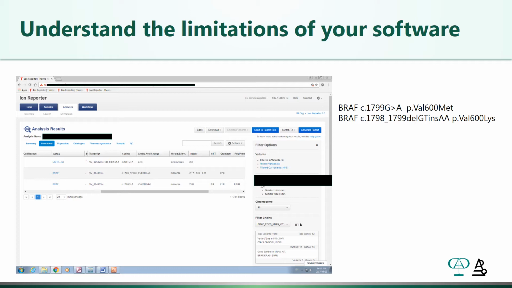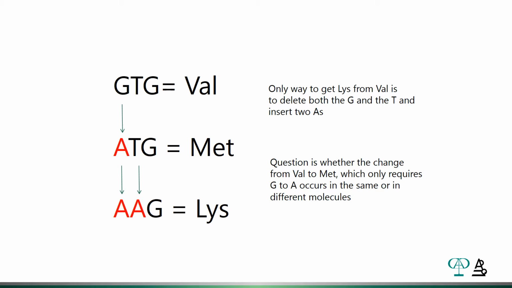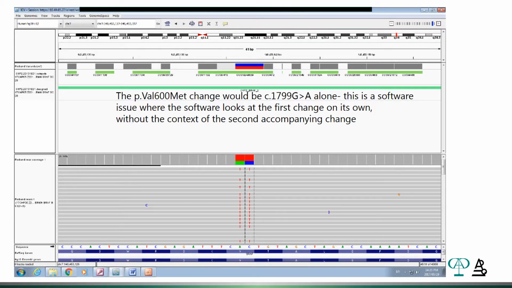So you have to ask yourself, how likely is it that both of these variants were present in a single melanoma sample? And if it is this deletion of the GT and insertion of an AA, you never actually had this situation. What's happened in this case is that the software reads along until it gets to this first change, and then it makes the call that that is a valine to MET, and then it reads along and sees the second change and makes the call that it's a valine to lysine change. But in fact, the first call is erroneous.